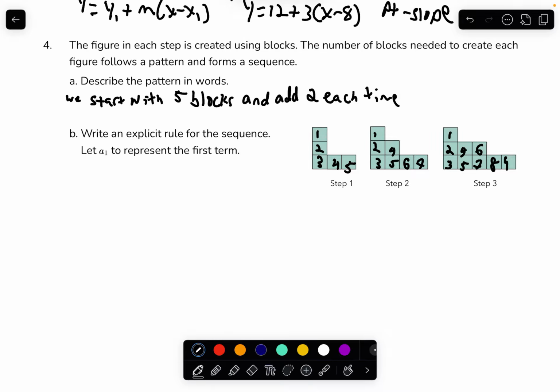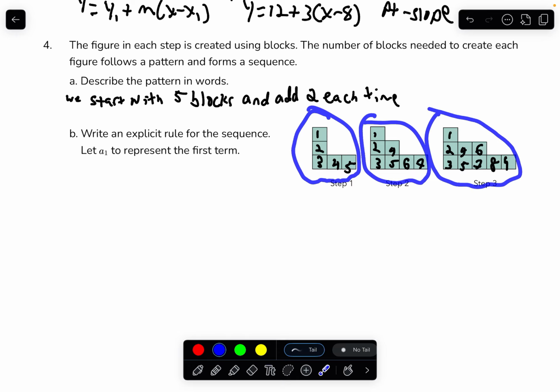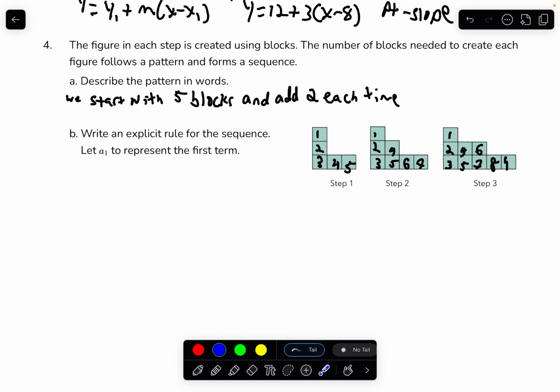The figure in each step is created using blocks. All right, this is a review for the midterm. So it's with these blocks, and you see we got blocks here for the first 3. You notice I counted them. The first figure has 5. The second has 7. The third has 9.